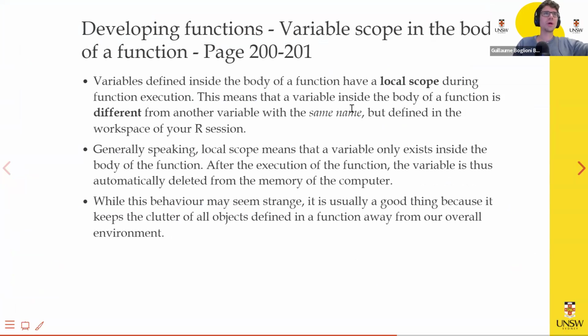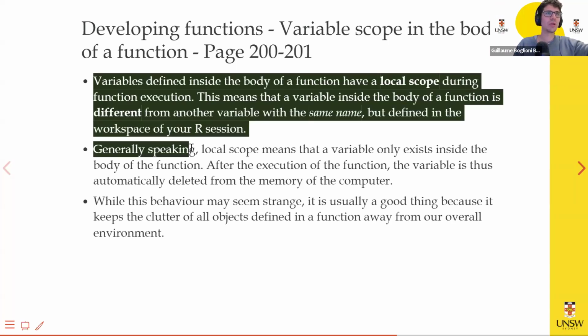Okay, an important comment. Variables defined inside the body of a function have a local scope during the function execution. But this means that any variable inside the body of a function is different than a variable with the same name that potentially exists in your workspace. So maybe I'll go to RStudio to give you an example. Let me just finish those bullet points.